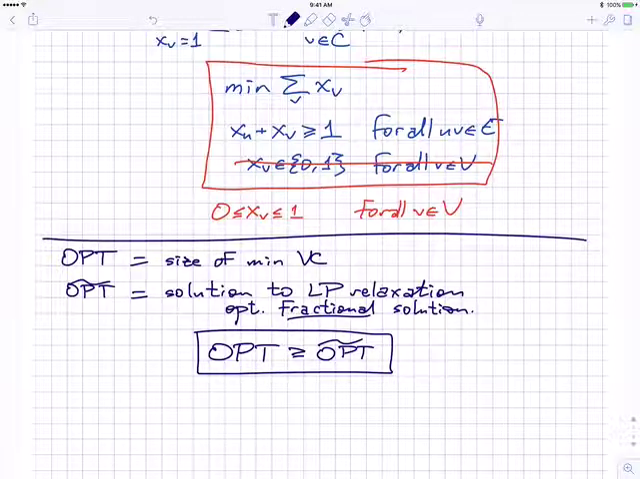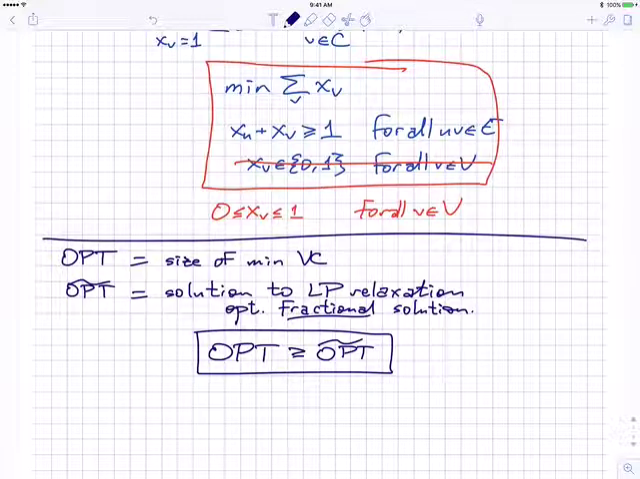Now, I can solve this linear program in polynomial time because I can solve any linear program in polynomial time. And it's going to give me something better than the optimum vertex cover. The problem is that the thing that it gives me isn't a vertex cover. It's some collection of fractions whose sum is guaranteed to be less than or equal to the size of the optimum vertex cover. So somehow I need to take this fractional solution and turn it into an integer solution.